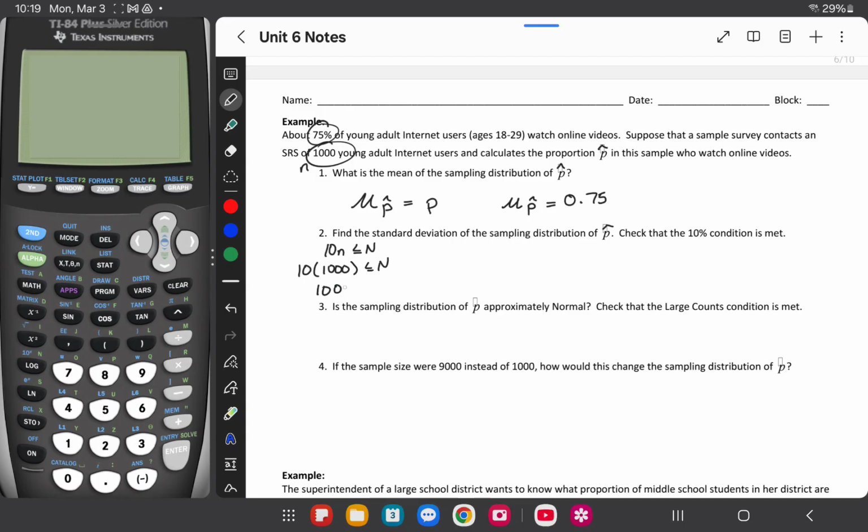In other words, is it reasonable to say that there are more than 10,000 young adult internet users aged 18 to 29? And I would say yes, that's a definite reasonable assumption to make, that there are more than 10,000 young adult internet users.